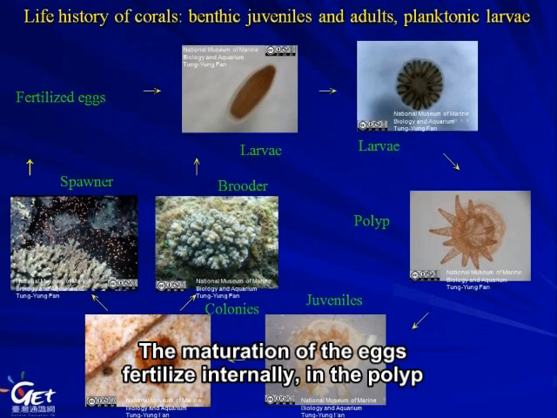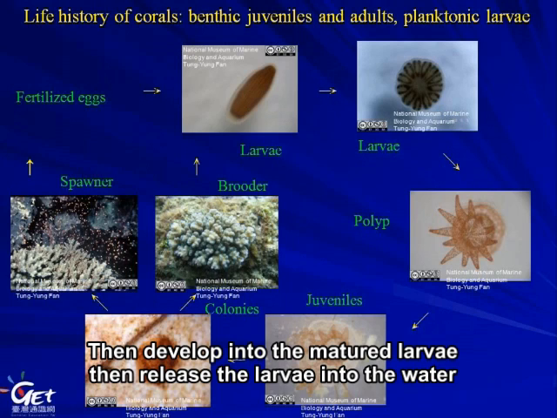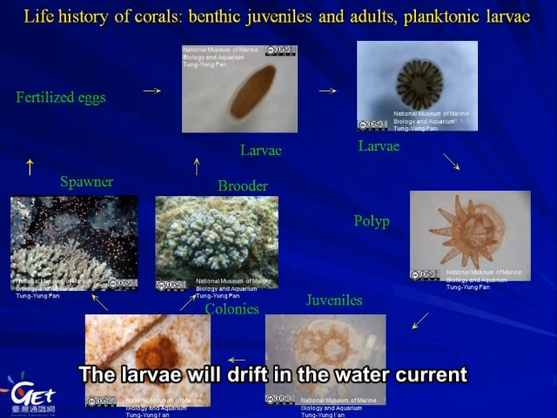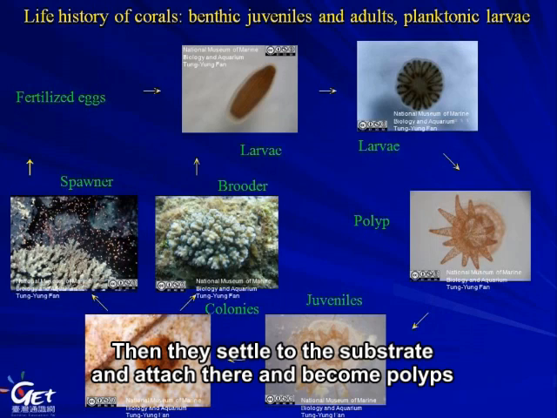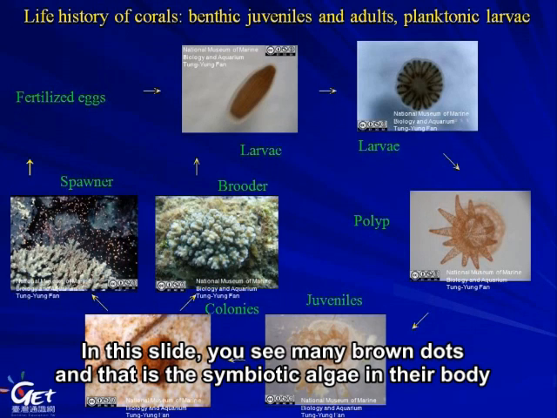The matured eggs are fertilized internally in the polyp, then develop into mature larvae, then release the larvae into the water. The larvae will drift in the water column, and when they are mature and find a proper habitat, they settle to the substrate, attach, and become polyps. In this slide, you see many brown dots, and those are the symbiotic algae in their body.